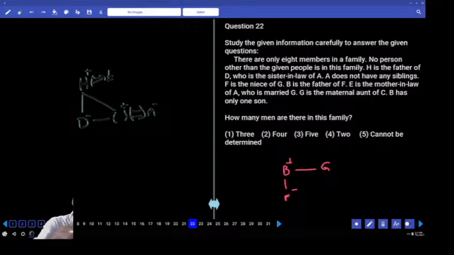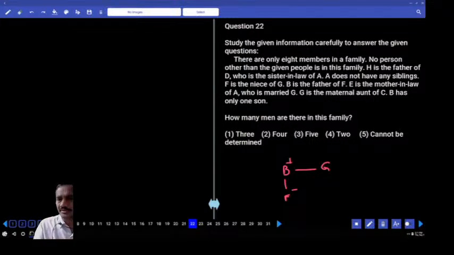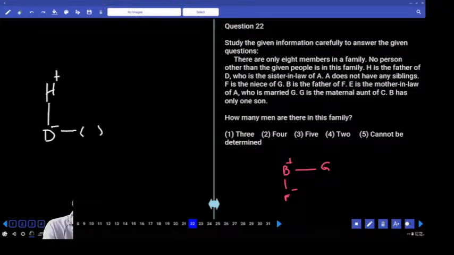G is a female. H is the father of D. And at the same time, D is the sister-in-law of A. Sister-in-law of A means A's brother's wife, which is not possible. A's spouse's sister is D. Spouse's sister, hence, this is G, isn't it?